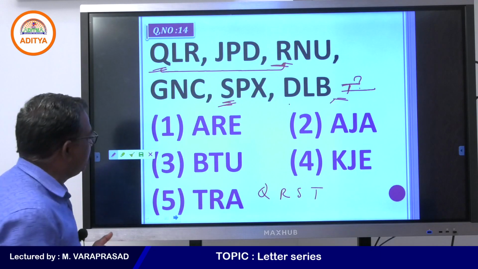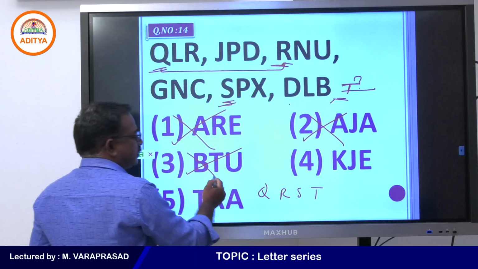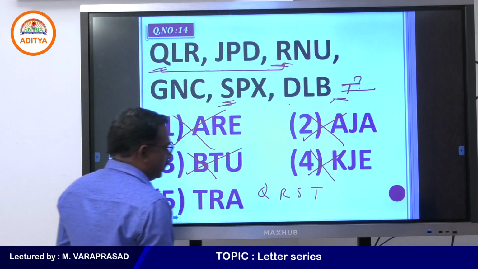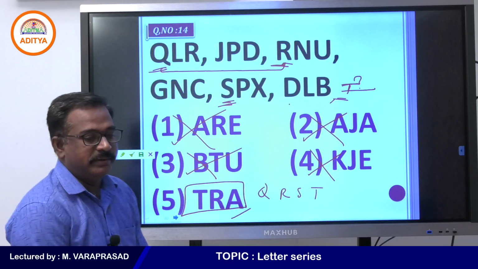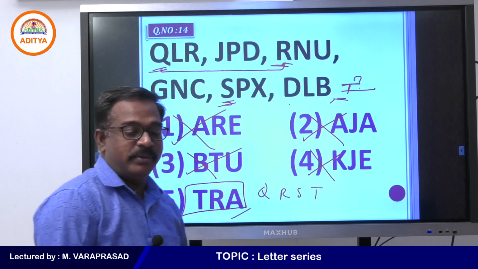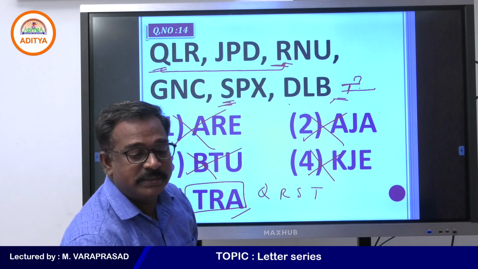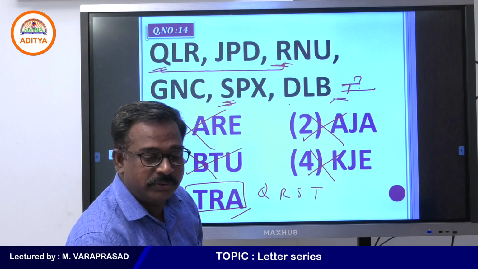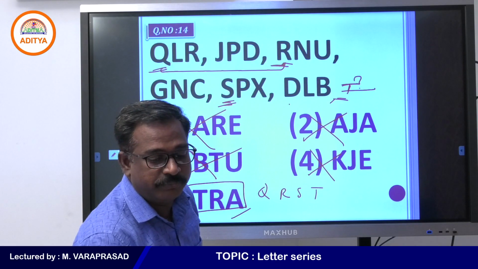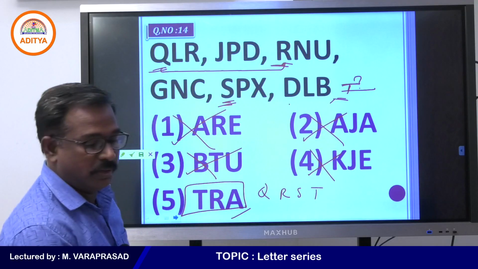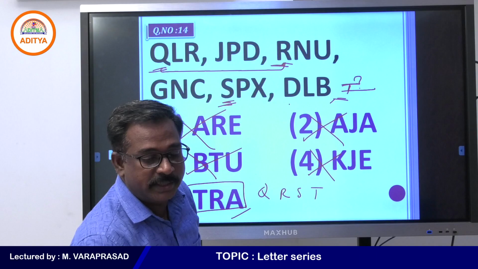Answer starts from T. See, this is not started, this is also not started, this one also not started. Only one option is there. Answer started from T. The option is the fourth option, T, R, A. Yes, very good. Many have written the fifth option, right? Yes, fifth option only, right. Very good.